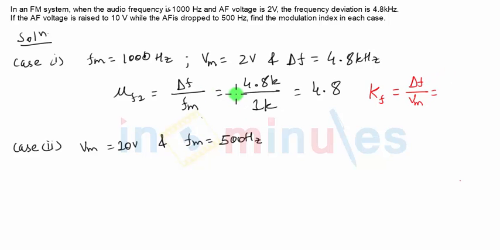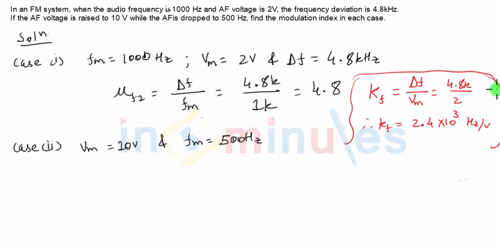So for the first case, delta f was equal to 4.8k and Vm was 2, and therefore kf comes out to be 4.8k by 2, which will be 2.4 into 10 raised to 3. Now you can see the units of kf will be nothing but delta f is measured in Hz and Vm is voltage, so Hertz per volt. So I can use the same kf. So this kf we will find in first case, even though it has not been asked, but we are going to require it in case number 2.